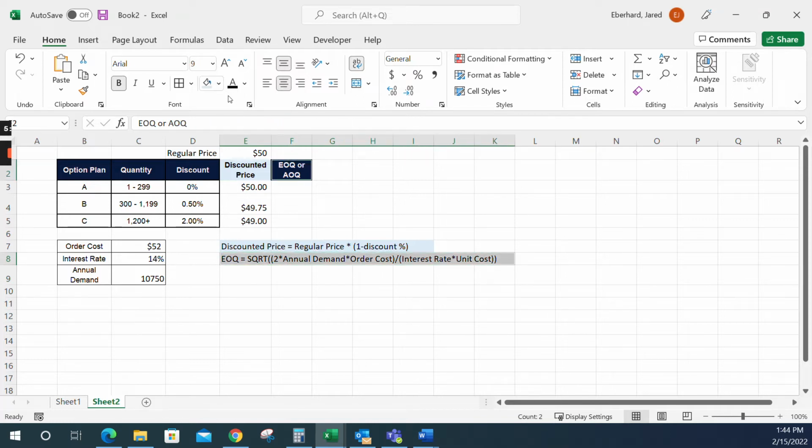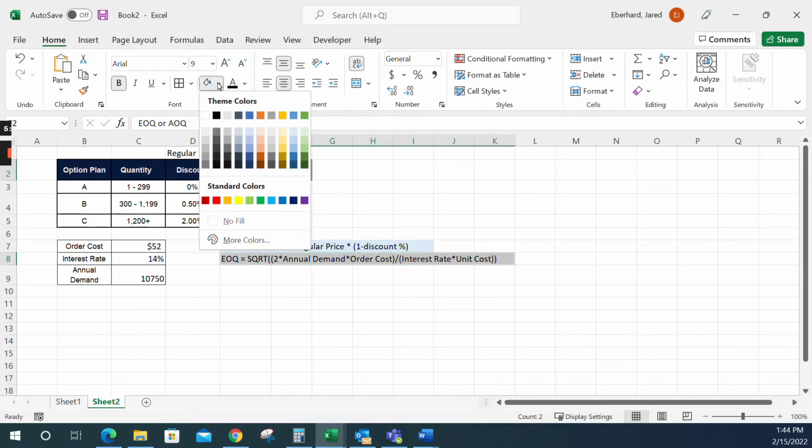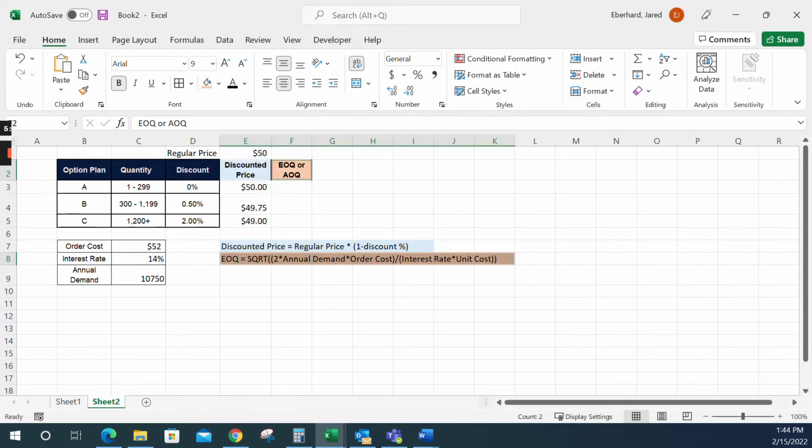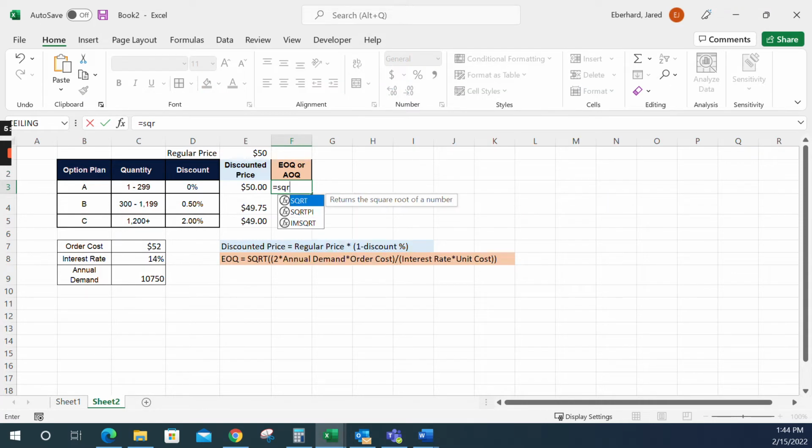First, let me color coordinate. Let's make these that color. That sounds good. I'm going to take the square root of, and I did two parentheses, 2 times the annual demand. I'm going to anchor in that annual demand times my order cost. Anchor in that one as well.